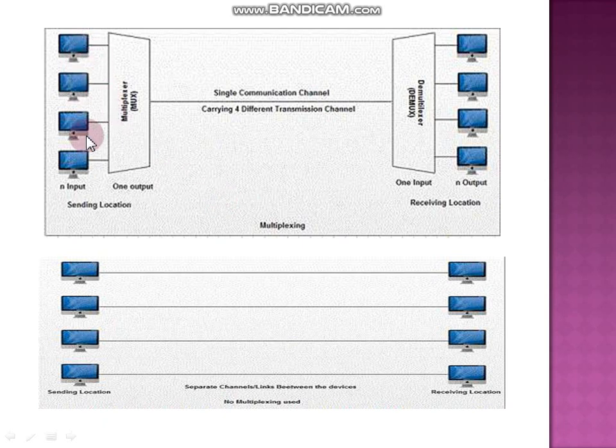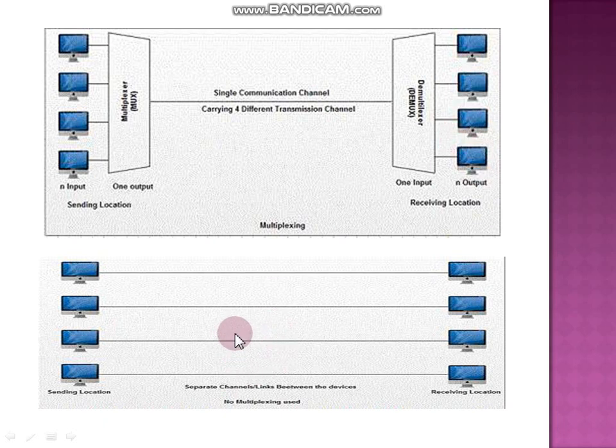The multiplexer takes 4 input lines and merges them into a single output. The signals from 4 different devices are combined and carried by this single line, which means a single communication channel. At the receiving side, a demultiplexer takes this signal from the single line and breaks it into the original signals and passes them to 4 different receivers.